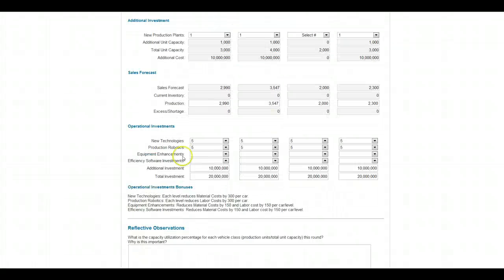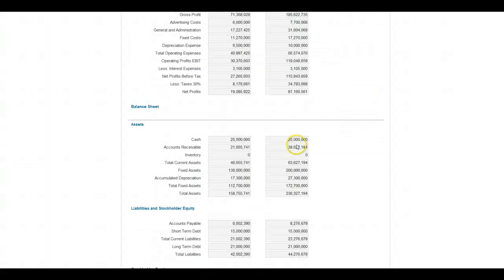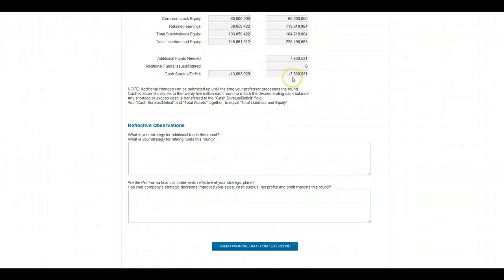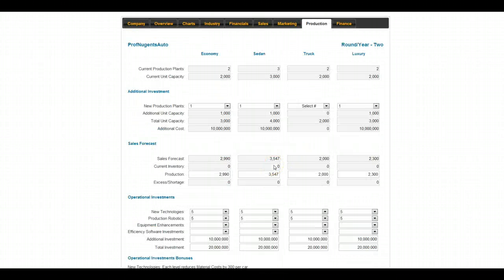Okay, so I made my operational investments. That's going to be important next round to increase my cost reductions so I can maintain or increase my profitabilities. If I go all the way to the bottom, you'll see that I'm going to have a $7 million deficit. Now, I don't want to lose 100 points again like I did in the previous round. So I'm going to borrow some more money. I'm already pretty heavily leveraged in my borrowing. You know what? I think I'm going to have to cut back in my production.